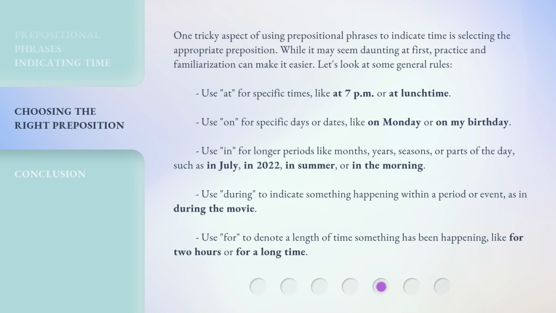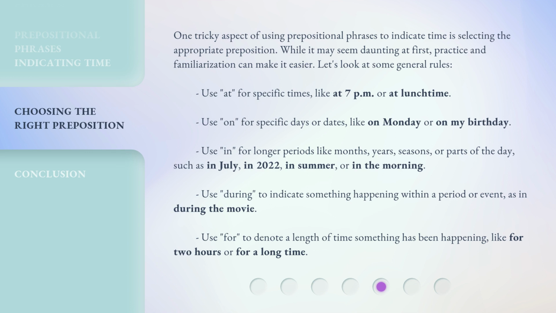One tricky aspect of using prepositional phrases to indicate time is selecting the appropriate preposition. While it may seem daunting at first, practice and familiarization can make it easier. Let's look at some general rules. Use at for specific times, like at 7 p.m. or at lunchtime. Use on for specific days or dates, like on Monday or on my birthday.